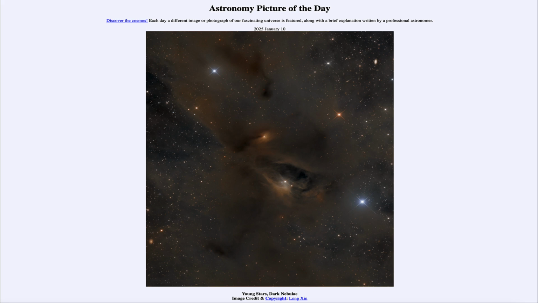Today's picture for January 10th of 2025 is titled Young Stars, Dark Nebulae. So what do we see here?